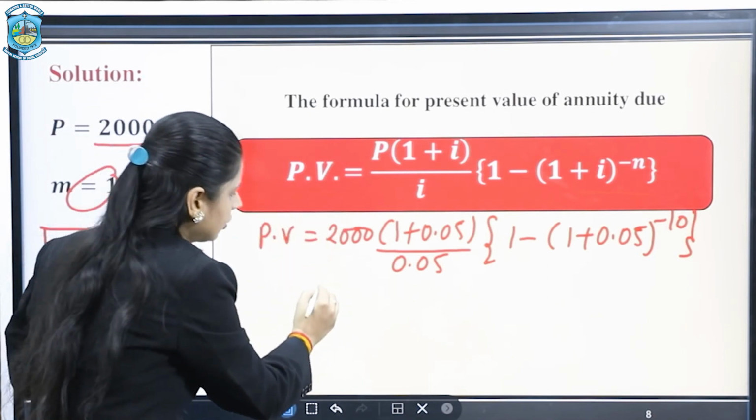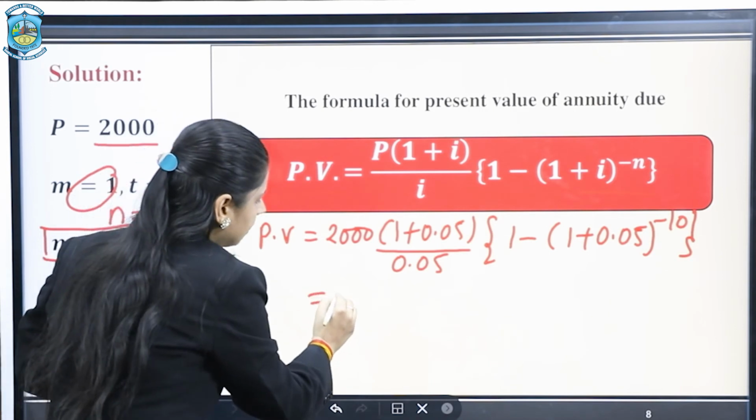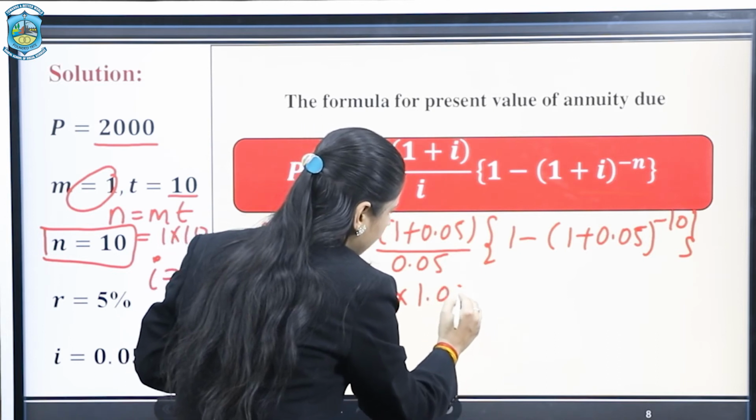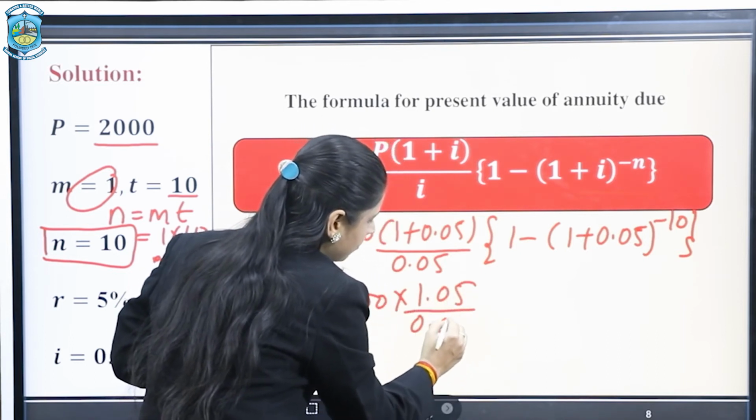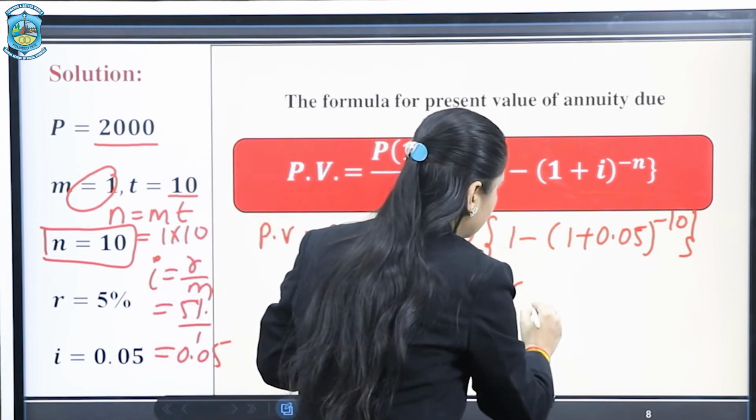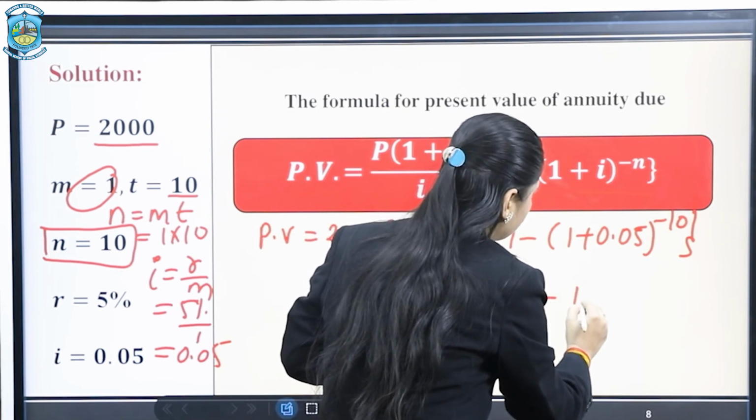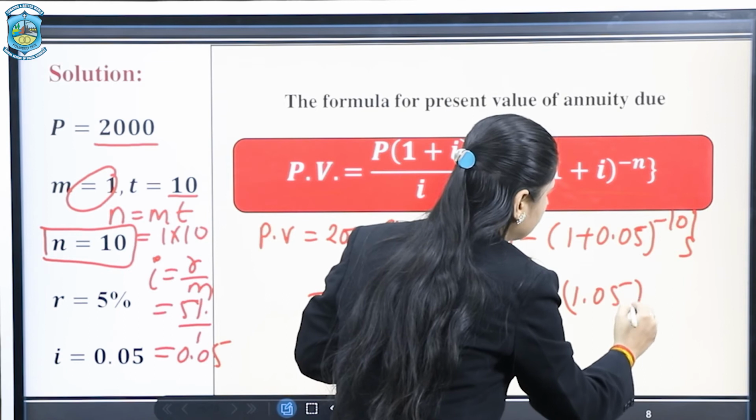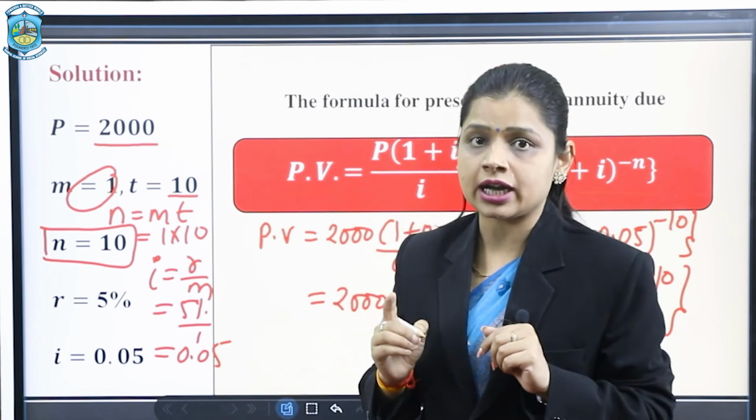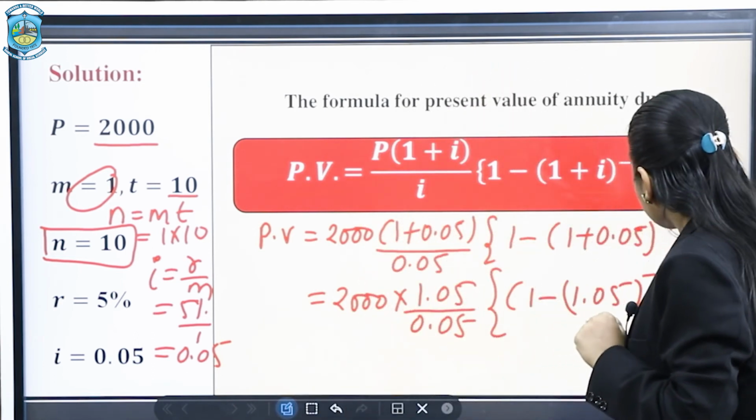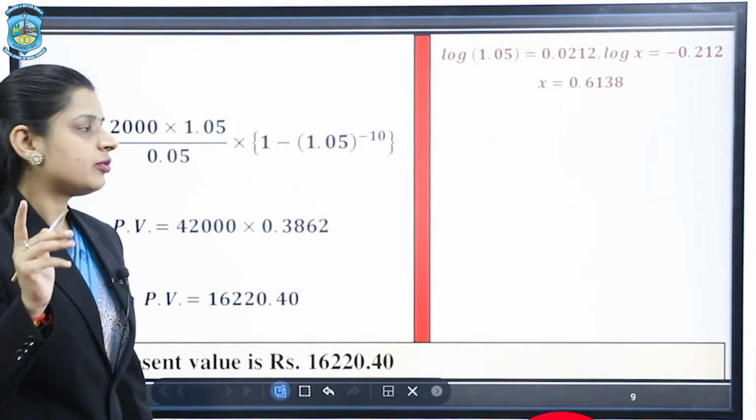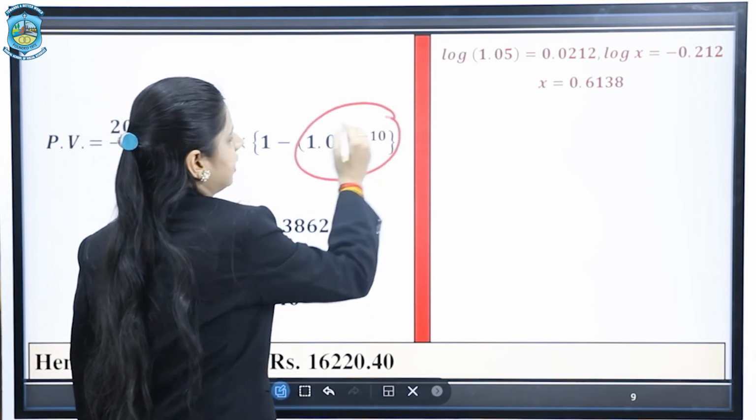Now first we will calculate the term within bracket. So we'll get 2000 multiplied with 1.05 divided by 0.05, and this term is multiplied with 1 minus 1.05 to the power minus 10. And now we'll calculate the term which is appearing in this bracket, 1.05 to the power minus 10. So now we have to calculate the value of this term.